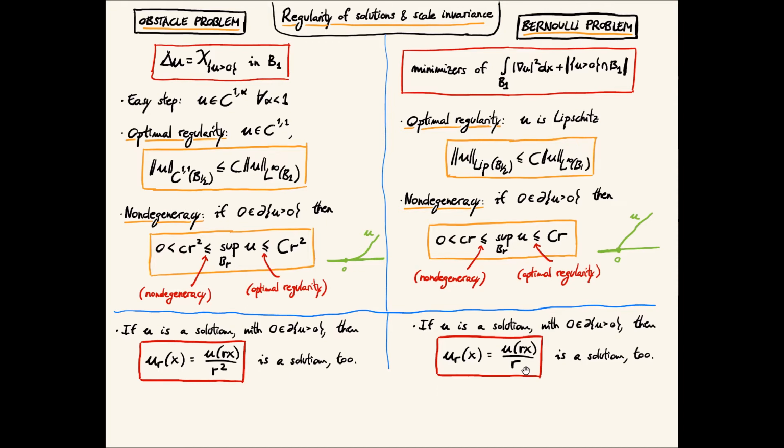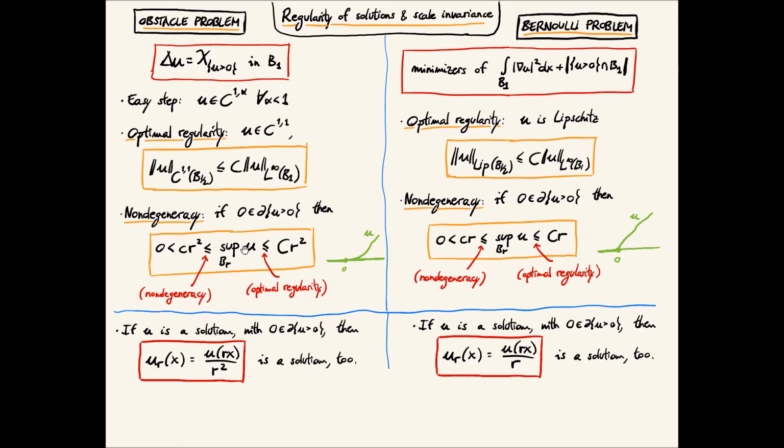And in both cases, we are lucky that we have optimal regularity and non-degeneracy that go exactly with this power, with the natural scaling power for the problem. Okay, so this is very important. So now, if we have a solution and we rescale it around the origin with the natural scaling, we get still a solution.